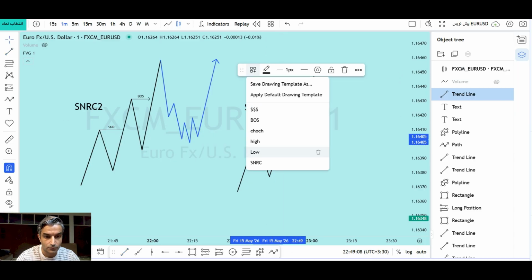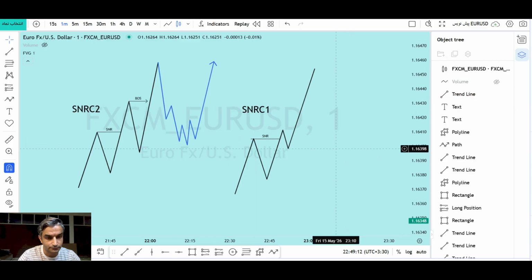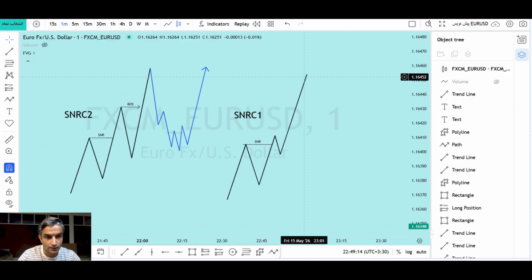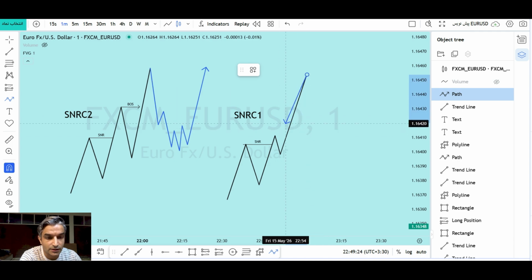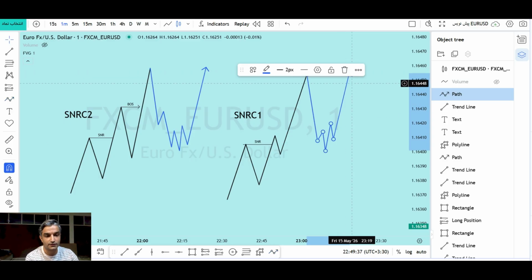Okay, SNR. And for the SNRC1, same as SNRC2, we need an FVG at this area and an unmitigated block here, and we need an engulfing confirmation, and after then we can enter the market.